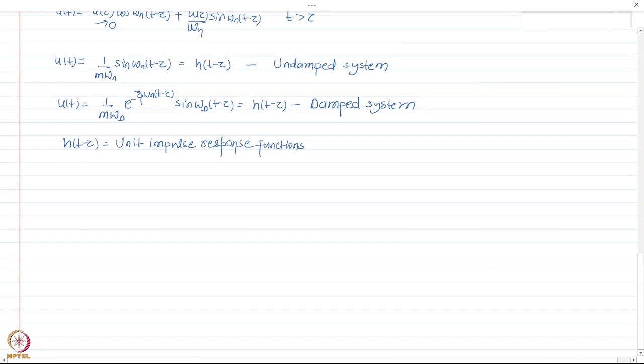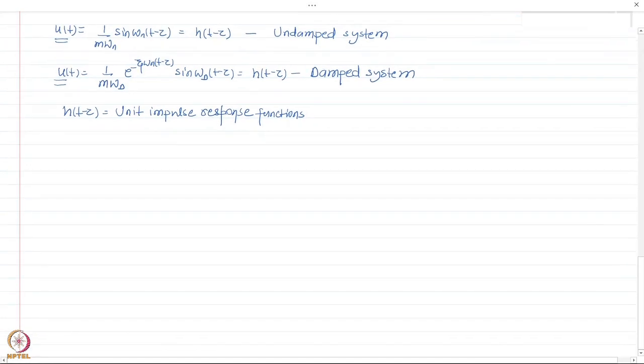Alright, so we have obtained basically the response due to unit impulse. And remember, this is the response at any time t due to impulse at time t equal to tau. Okay, so let me write that again. Response at time t due to unit impulse at time t equal to tau.